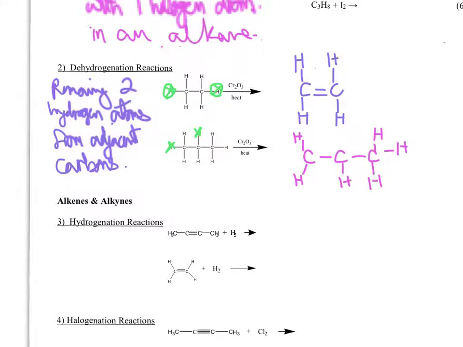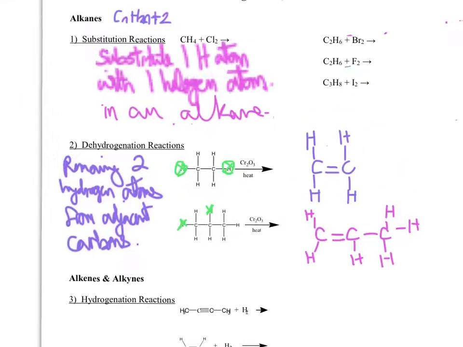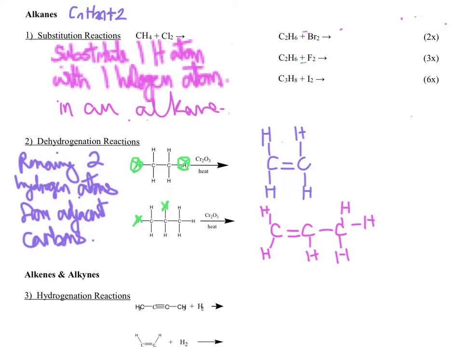So what's wrong with this? Well, these 2 carbons only have 3 bonds right now. So because we removed this hydrogen, I make a double bond here. So this is actually double bonded. So I go from an alkane to an alkene. Again, I might do it again and form an alkyne, and so on. So for alkanes, we have the 2 types: we have substitution, and then we have dehydrogenation.